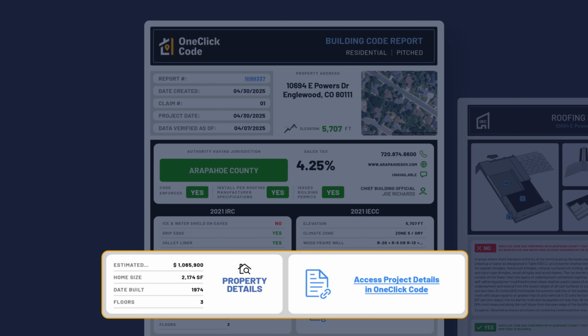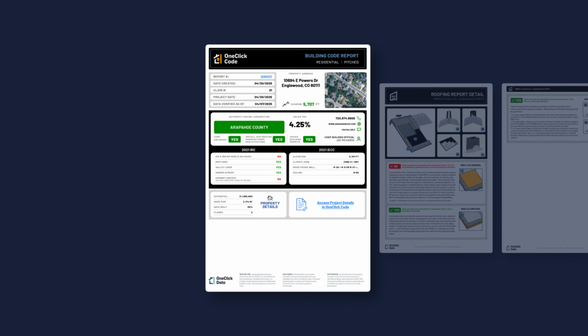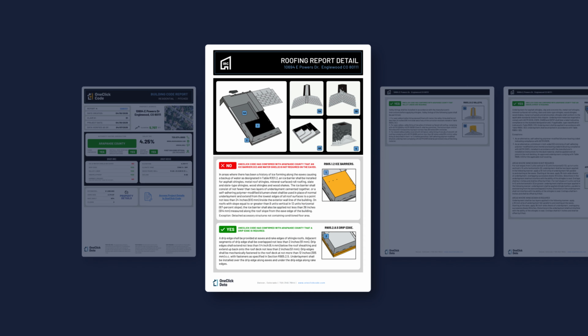Finally, you'll find property-specific details like the estimated value, total home size, the year it was built, and the number of floors. On the remaining pages of your report, you get the detailed explanation of yes or no roof requirements.